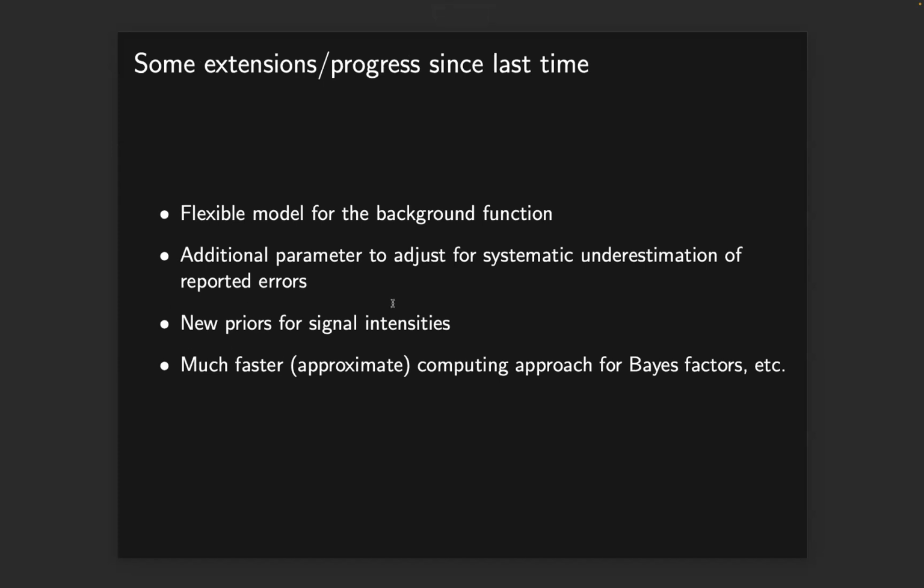that. Some extensions that we've done since the fall are basically moving to a more flexible model for the background to handle these different shapes. We've added a few additional parameters, for instance, adding a scale factor to help adjust for systematic under-reporting of measurement errors. We've been dealing with the actual model structure and choice of priors for signal intensities, things like that.